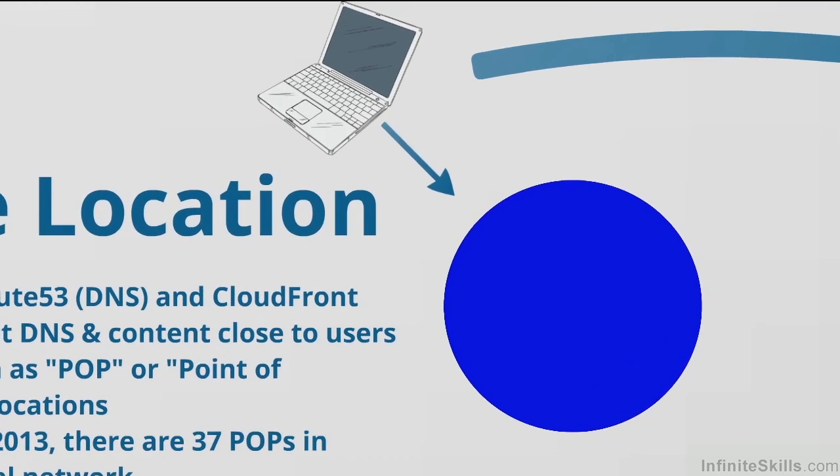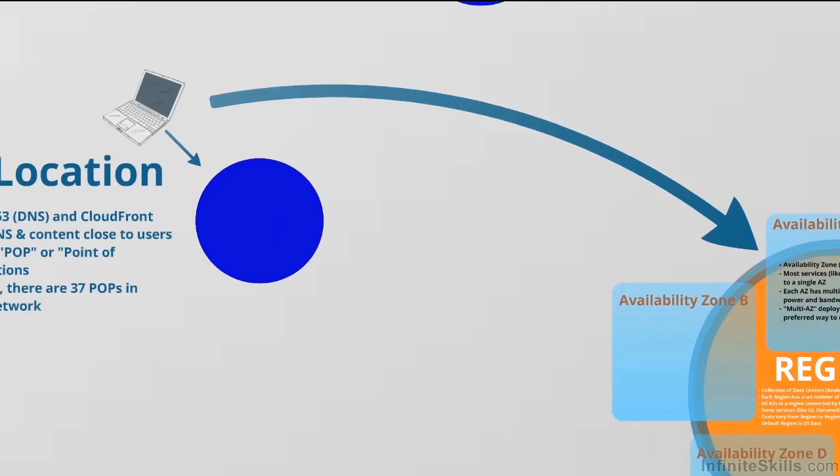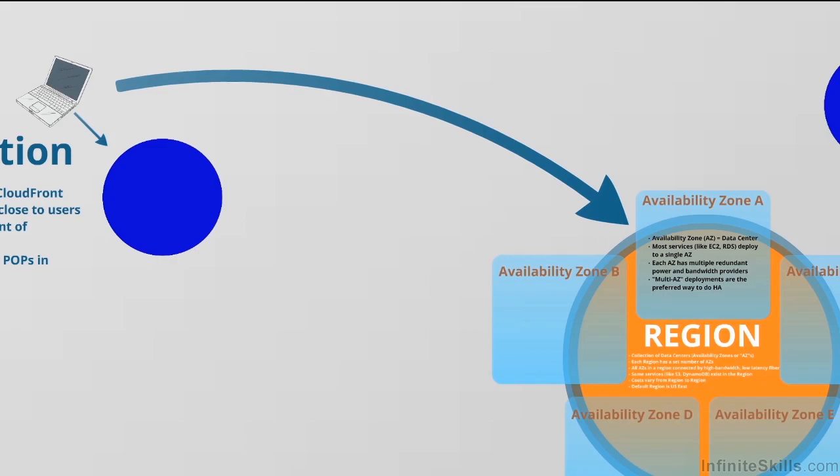Again, edge locations simply push content close to the users. Here we can see that a user may be accessing a single CSS file. It's been pushed out to a geographically close edge location, as opposed to that user having to go out and grab it from the region. This makes DNS lookups and content delivery much faster.